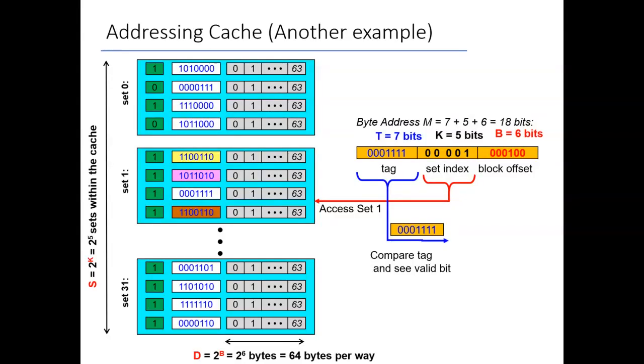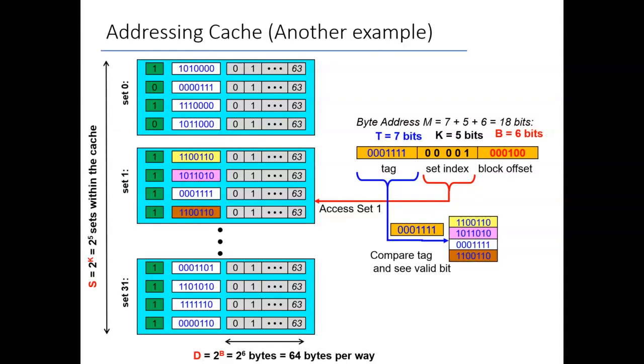Yasir? Is it 63? No. This is because we need to compare the tag. We need to compare this tag. How many comparisons? We need 4 tag comparisons. We need to compare it with the tag of A0, the tag of A1, the tag of A2, and the tag of A3. You got it?